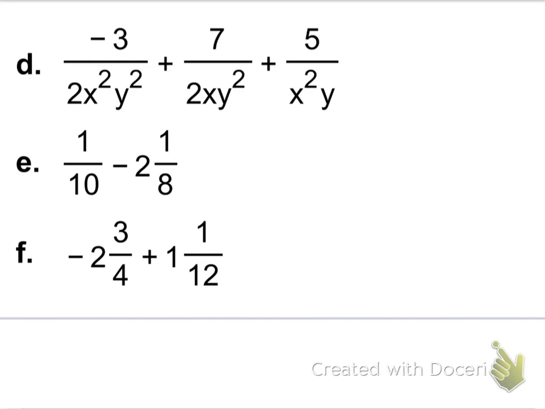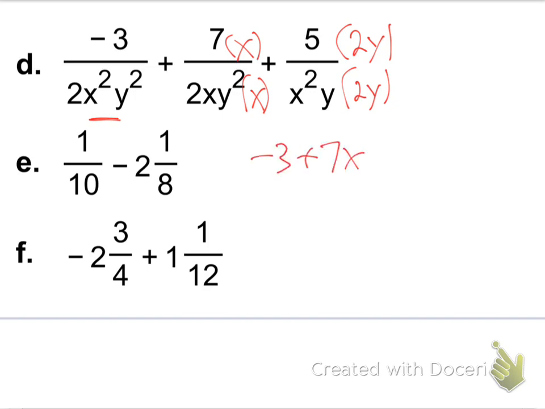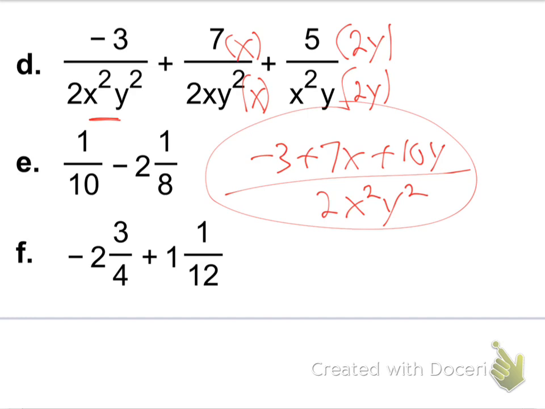Okay, so what does the first one need? Really nothing, huh? What about the second one? X. Third one? 2 and y. So then they'll all be 2x squared, y squared, huh? So it'll be minus 3 plus 7x plus 10y over 2x squared, y squared. Is that okay?